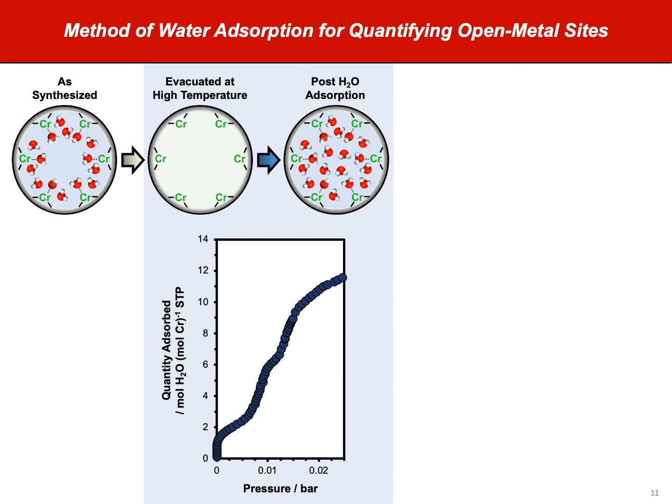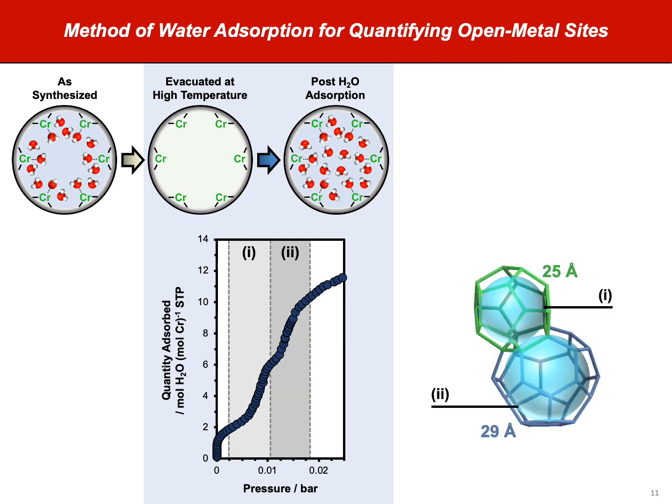It has many different stages in the adsorption that it exhibits. So if I look specifically after the region where the open metal sites are covered with water, I see two separate sharp uptakes. The first, which is at relatively lower pressures, is adsorption into the 25 angstrom cages, and the second stage is capillary condensation into the 29 angstrom cavities.